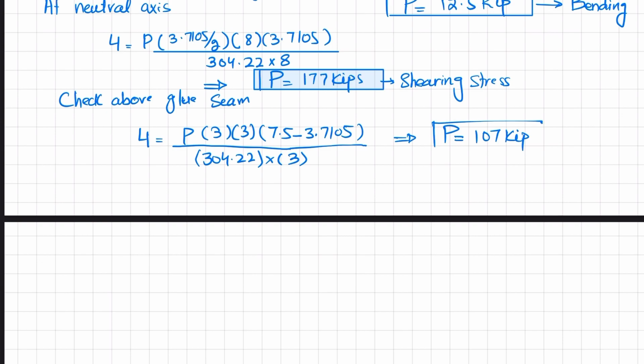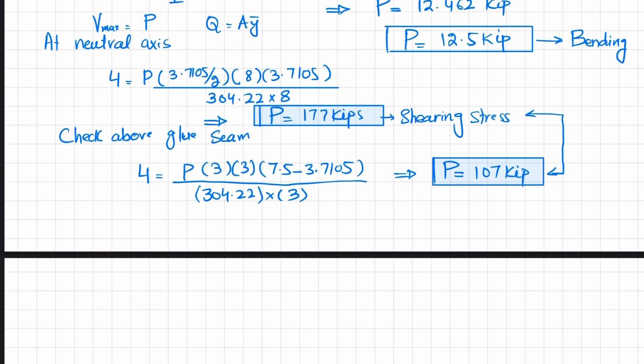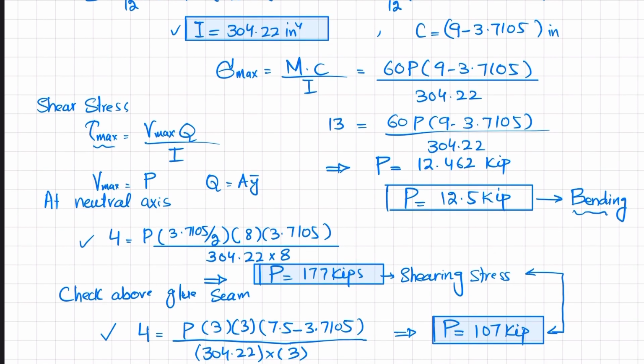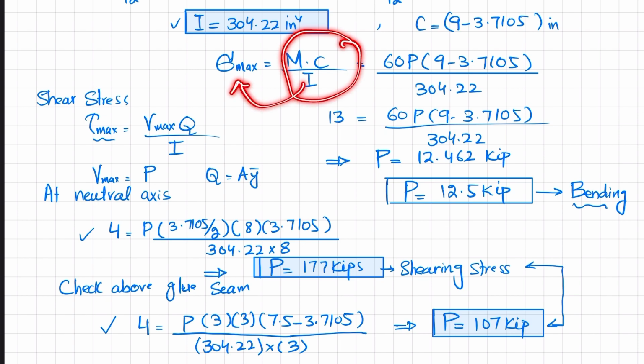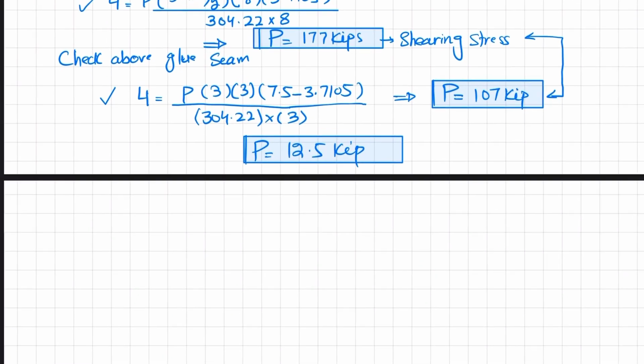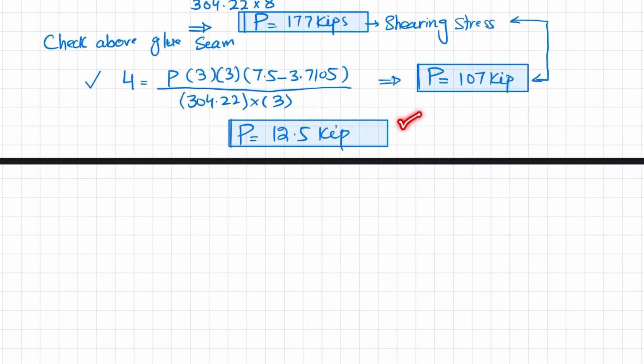Now we have 3 types of loads. These 2 are due to shear and 1 is due to bending. So we will choose P is equal to 12.5 kips, which is the smallest one, because if this P is used in these formulas, the stress will be less than the allowable shear. But we cannot use this value or this value in the bending formula, as it will exceed the maximum bending stress. So we will choose this 12.5. This is the answer of our first part.